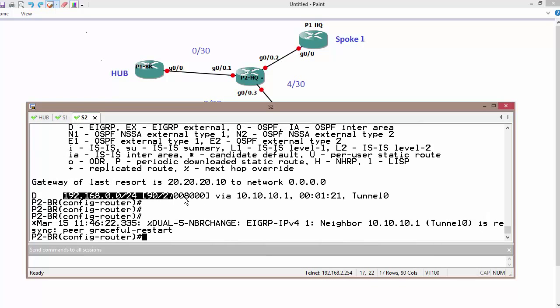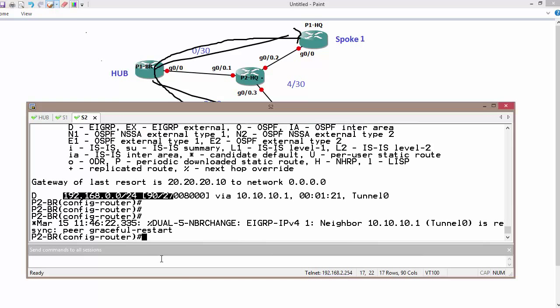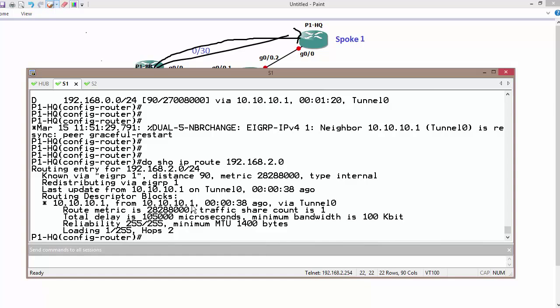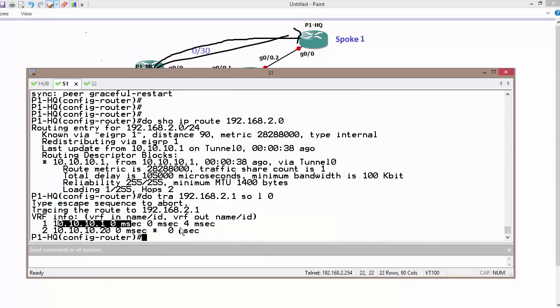Now spoke to spoke traffic is allowed, but it is again sent via the hub. You know why? Because they get the network advertisement from the hub, and based on that information, they send traffic from hub to spoke. So let me show you. On spoke 1, if we want to see, show ip route 192.168.2.0, which is the loopback of spoke 2, we can see we have learned it from 10.10.10.1. Again, let me verify: ping 192.168.2.1, source interface is my loopback. We are sending data from the hub and then to the spoke.